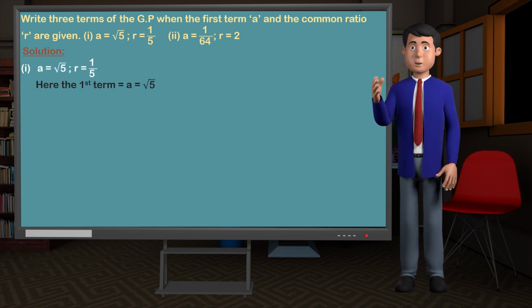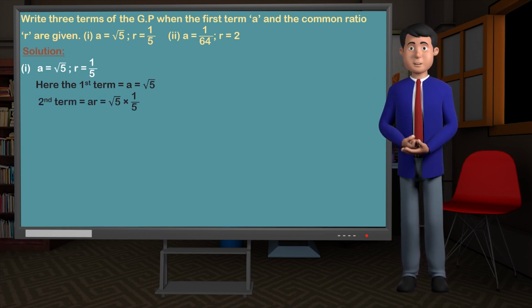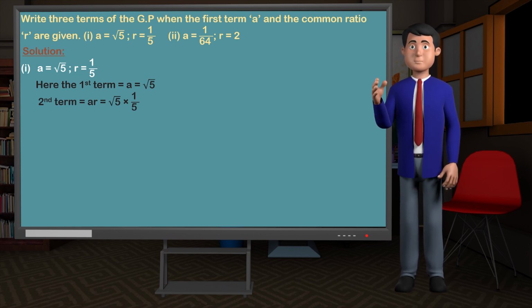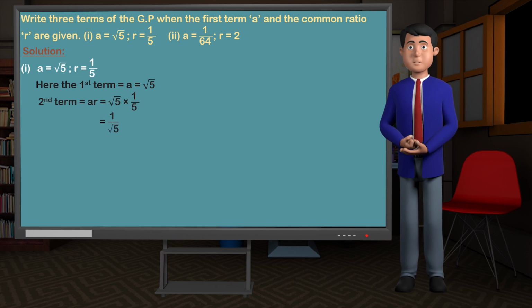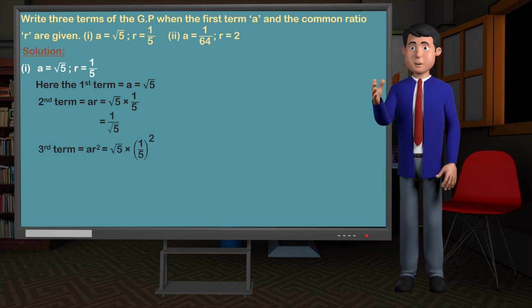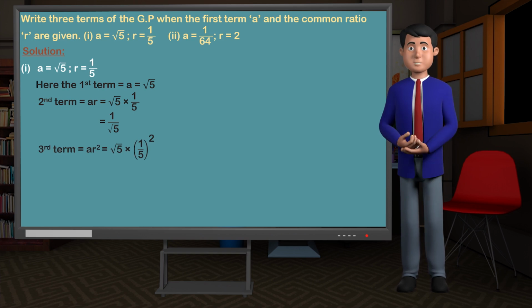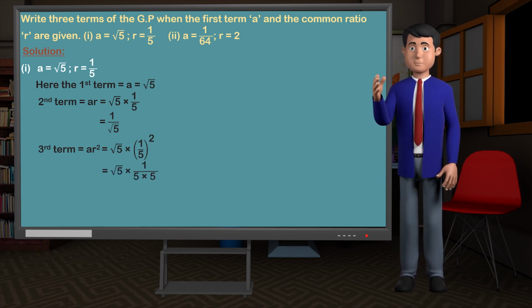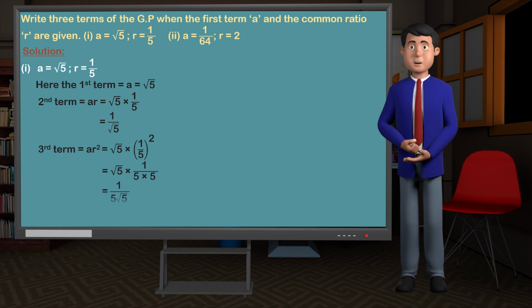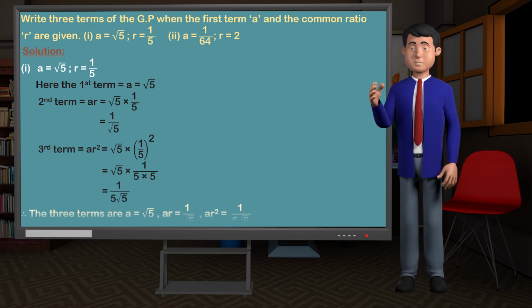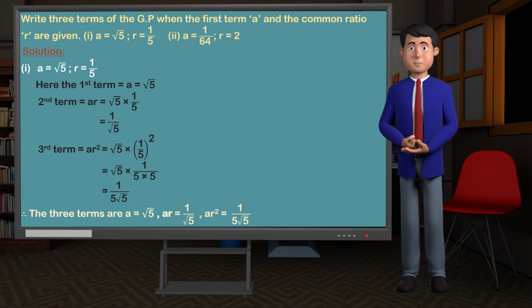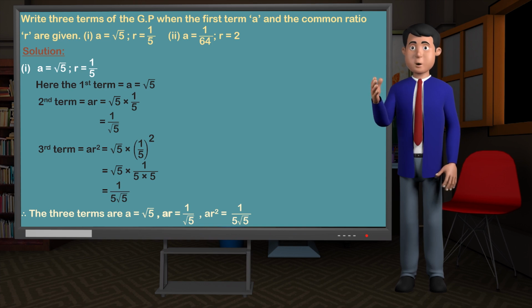Here the first term is A is equal to root 5. Second term is equal to AR, that is equal to root 5 into 1 by 5, that is equal to 1 by root 5. Third term is equal to AR square, is equal to root 5 into (1 by 5) whole square, that is equal to root 5 into 1 by 5 into 5, that is equal to 1 by 5 root 5. Therefore, the three terms are A is equal to root 5, AR is equal to 1 by root 5, AR square is equal to 1 by 5 root 5.